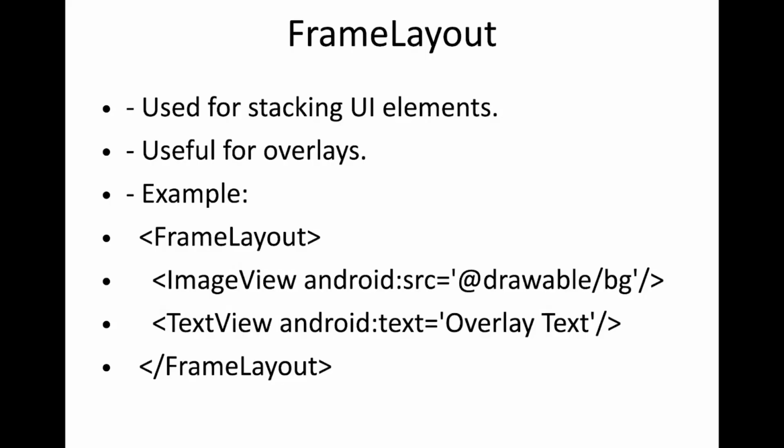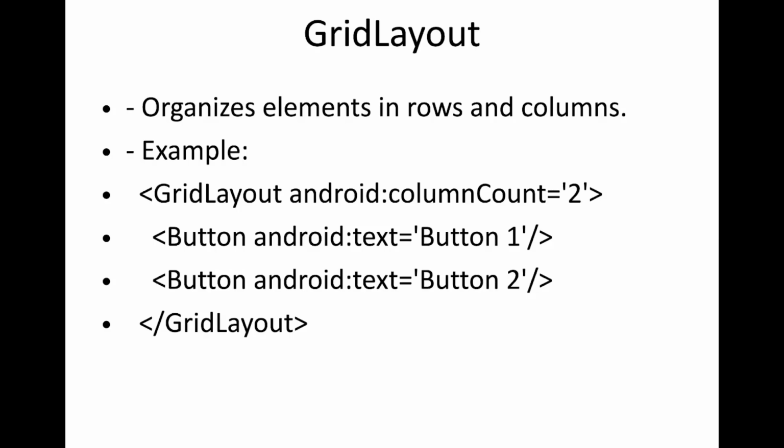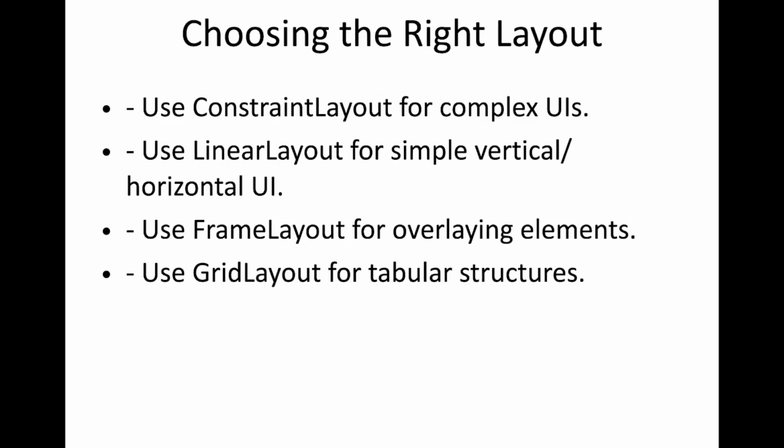Next is frame layout, used for stacking UI elements, useful for overlays. Example: frame layout. Here see image view, android:src, and text view, both are coming inside this frame layout. If they are overlaying, then we have to use frame layout. So these are some examples. Grid layout: if we have multiple columns and rows, then we will use grid layout. Here see grid layout, android:columnCount 2. In two columns all the display will go there, first button and second button.